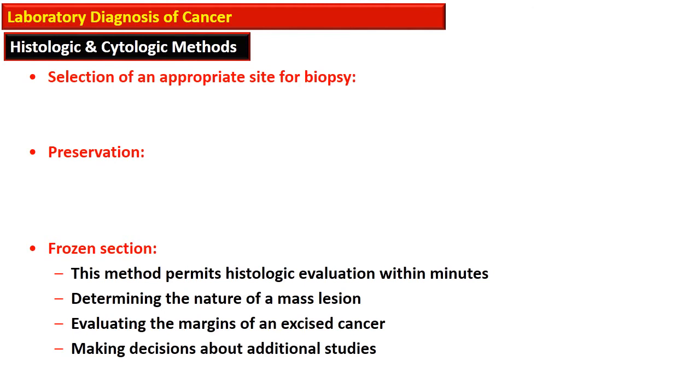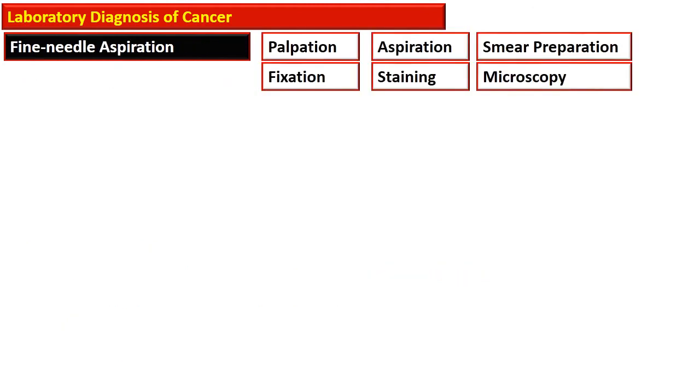The frozen section is another technique that is used to evaluate the tissue within minutes, and it is done adjacent to or near the operative theatre, where the tissue is processed and cut at negative, extremely cold temperature, and the sections are immediately processed and studied to determine the nature of the mass lesion, evaluate the margin of the excised cancer, and make decisions about additional surgery.